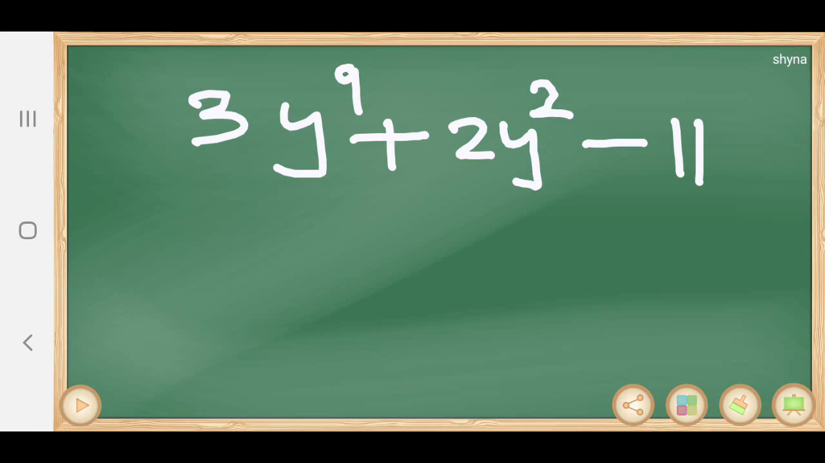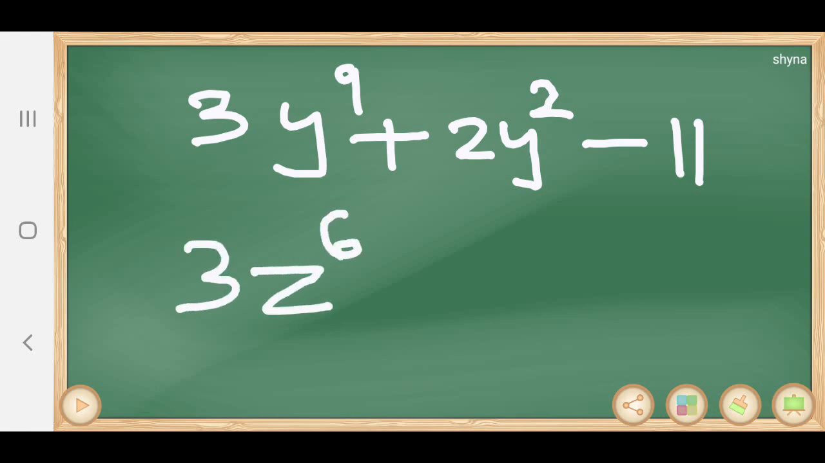Expression means a variable, a number, and mathematical operations, and the power should be a positive integer or whole number. It should not be negative or a fraction. That much only. Why are we using x and y? You can use any variables, but most commonly x and y are used.